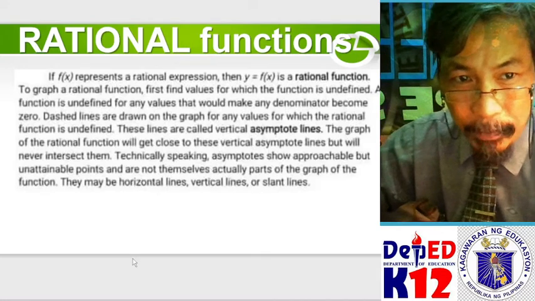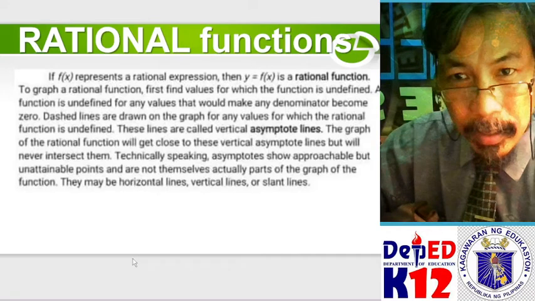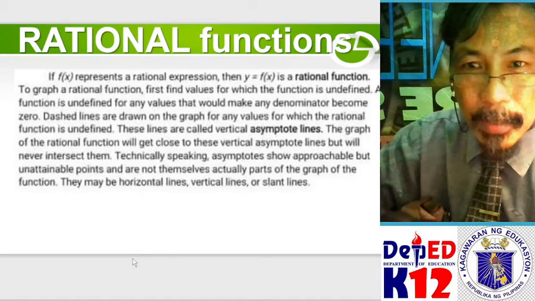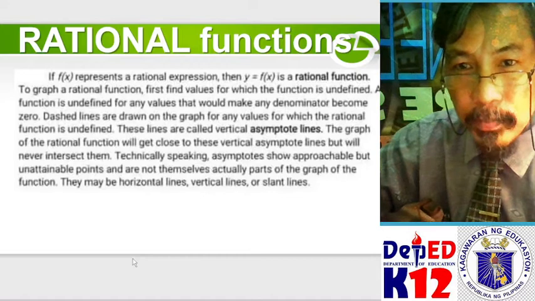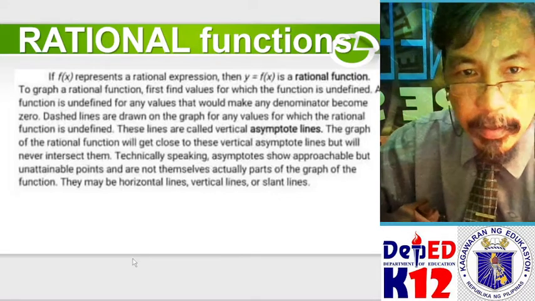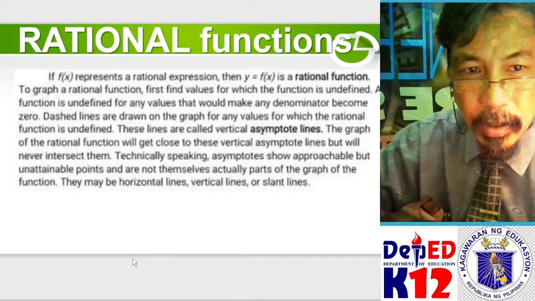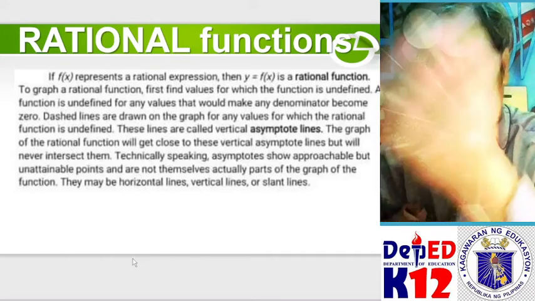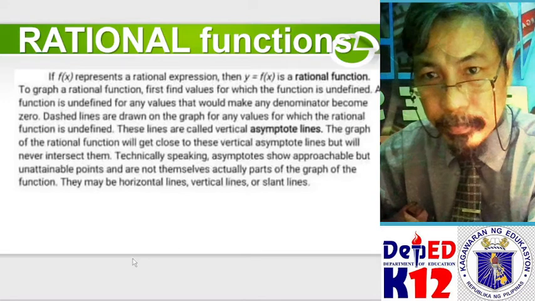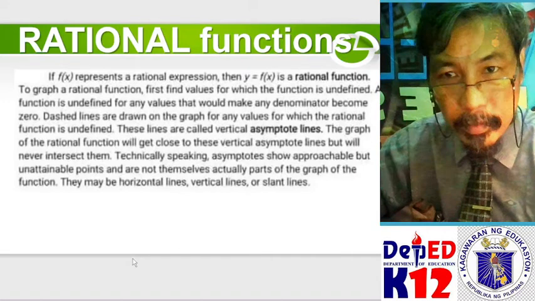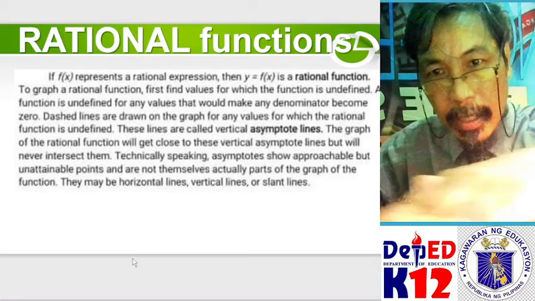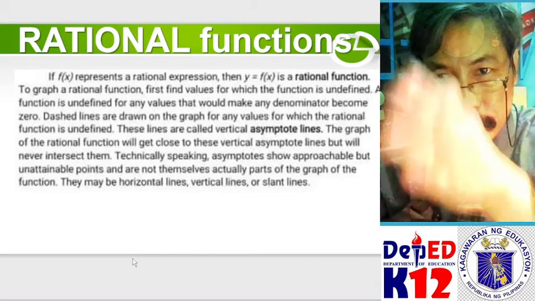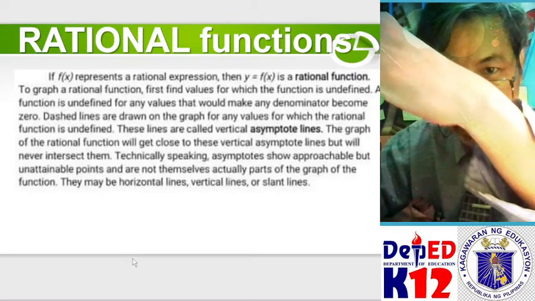So I have just explained that undefined points are not part of the graph. Asymptotes may be horizontal lines, vertical lines, or slant lines. Slant lines mean diagonal lines like this. So horizontal lines, vertical lines, and slanting lines.